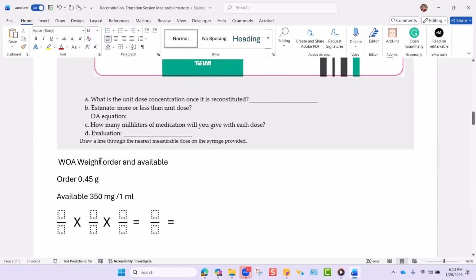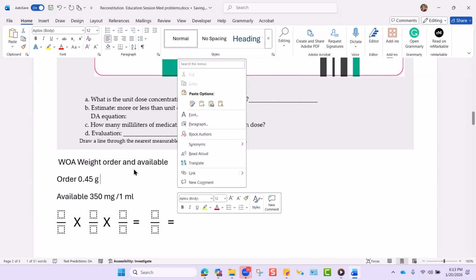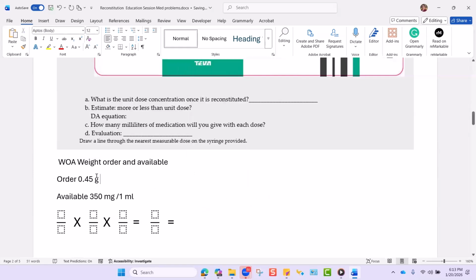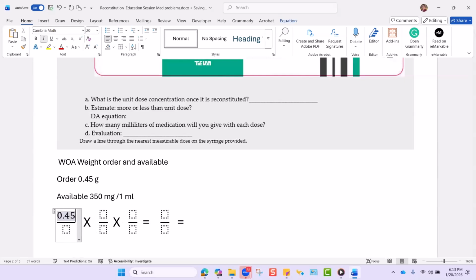All right, so we don't need weight. Even though this is a child, there's no weight. So I can just skip that. I'm going to go right to order. I have my order and I have my available. So I'm going to do my order first. So the order is for 0.45 grams. So I'm going to put that on the top of my first fraction, okay? And it's just understood that there's a 1 under there. That's a fraction principle. If you want me to go in and explain why that's true, I will, but not here. Okay, you can just email me and we'll get together and do that on the side.